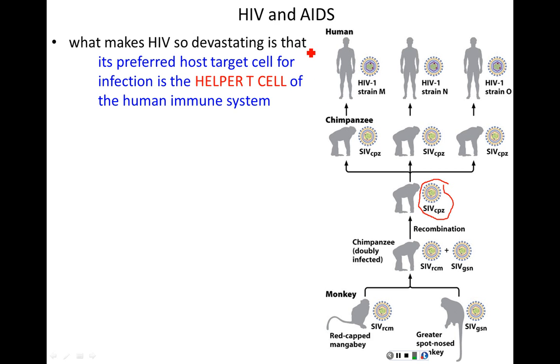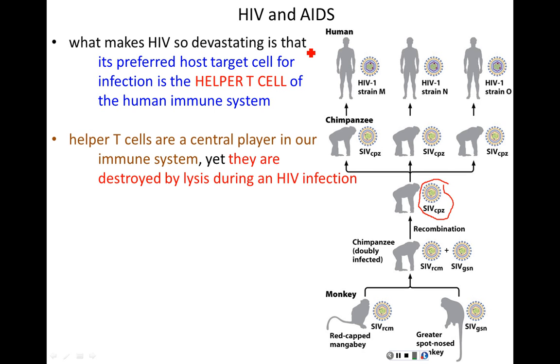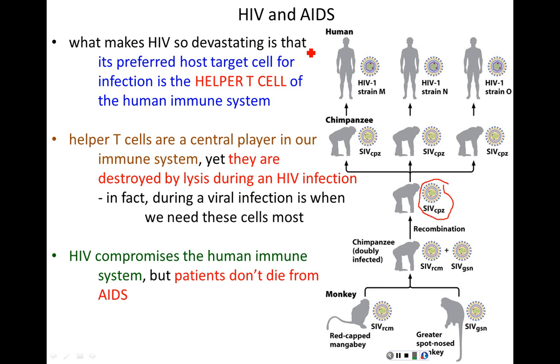What makes HIV unique and so devastating is that HIV has a preferred host cell that it likes to infect. HIV's target cell for infection in humans is the helper T cell system of the human immune system. These helper T cells play a central role in our immune system, and more importantly, they are our primary defense against viruses. So this virus attacks and destroys the very cells we have in our immune system that help us fight viral infections. So HIV compromises the human immune system by destroying these human immune system cells.